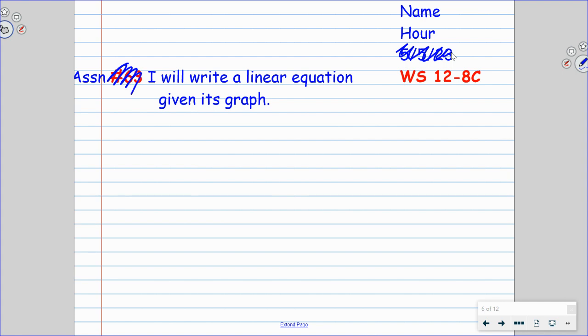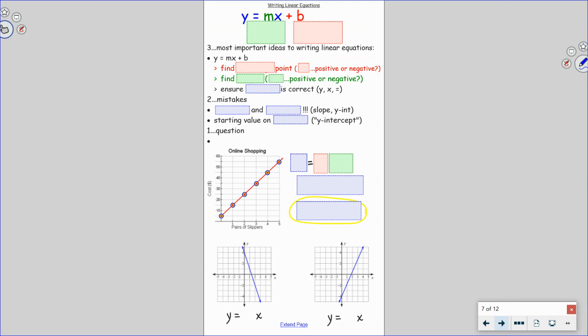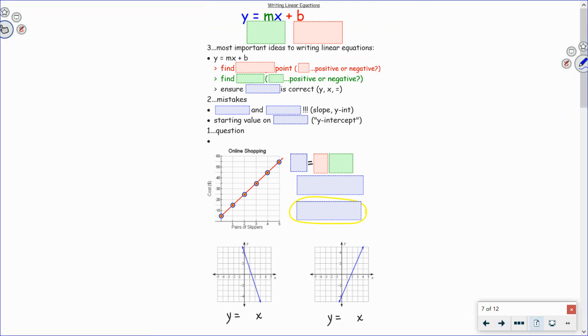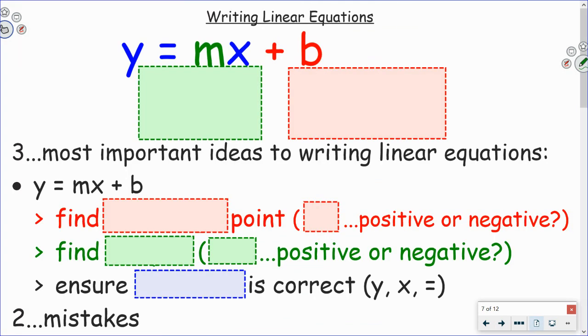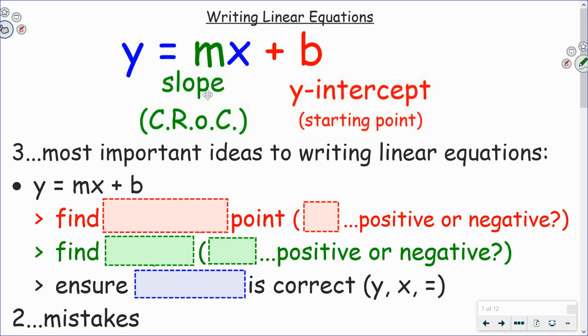I do have notes, ladies and gents, online on Kami. If you are unable to join us in class, you're welcome to open up that file. But let's go into it. This should look familiar. We call this a y equals mx plus b equation. It's actually called a slope-intercept equation because the coefficient in front of the x is the slope or constant rate of change. The constant term without a variable at the end is the y-intercept, which we can also call the starting point.